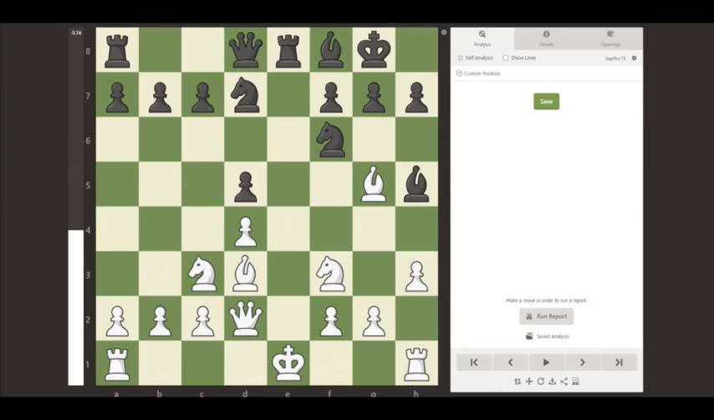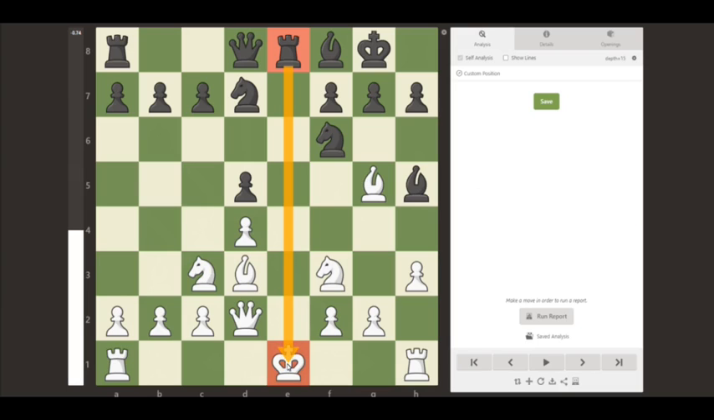For this next puzzle, pause the video. I will reveal the solution in 5 seconds. Here, white can't castle on either side because he is currently in check. The black rook on e8 is attacking and checking the white king on e1.